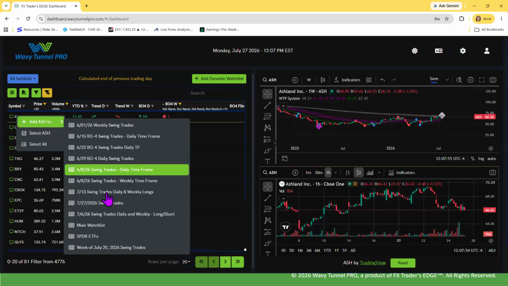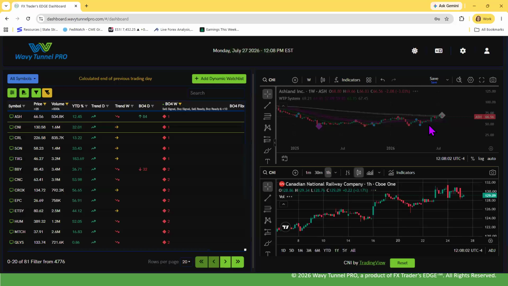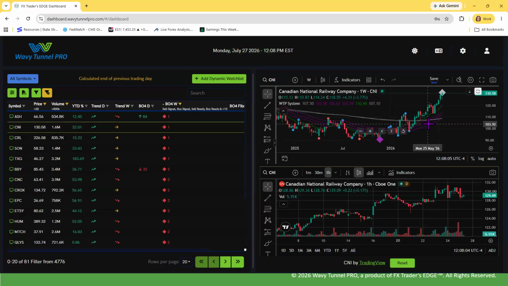And I set up the watch list for 727 swing trade. So now that's on the watch list. Let's go to the next one. This I'm not so keen on because the wave is about ready to cross the tunnel, so I'm not so keen on adding this to the watch list.